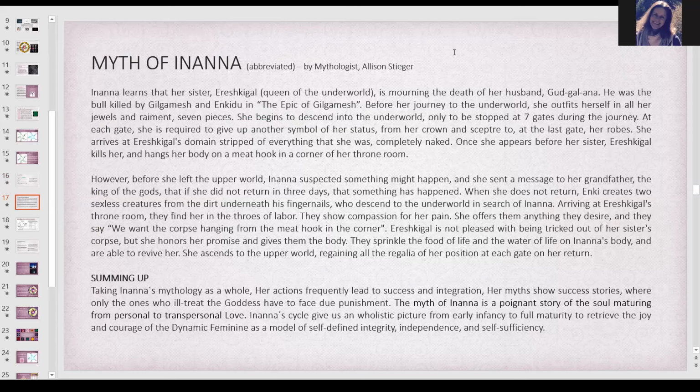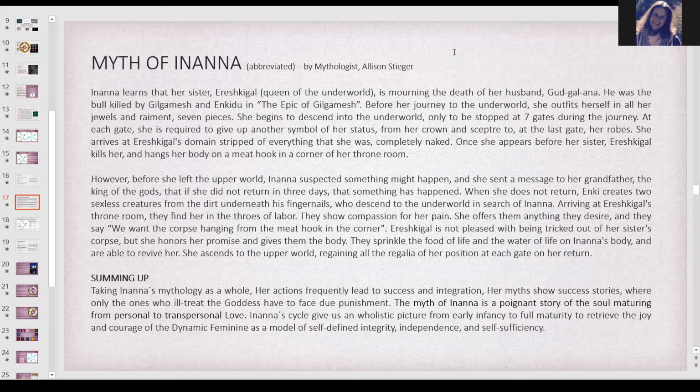Before her journey to the underworld, she outfits herself in all her jewels and raiment, 7 pieces. She begins to descend into the underworld, only to be stopped at 7 gates during the journey. At each gate, she is required to give up another symbol of her status, from her crown and scepter to, at the last gate, her robes. She arrives at Ereshkigal's domain, stripped of everything that she was, completely naked.